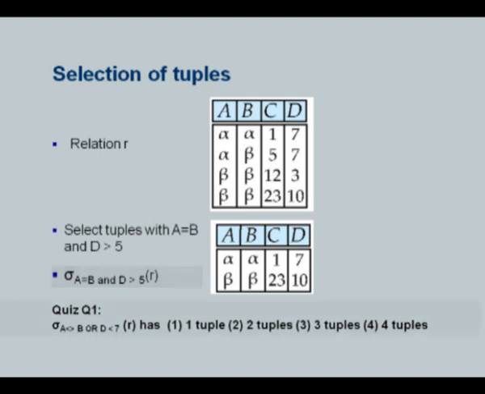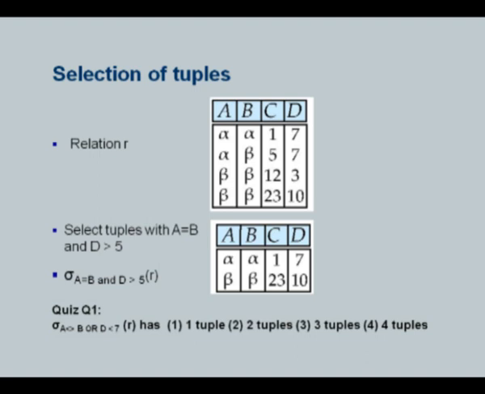Now here is a quick quiz question which you can try out. I have sigma A not equal to B, where less than greater than in SQL indicates not equal to. So I want the condition to be A is not equal to B or D is less than 7. How many rows in this relation satisfy this? Is it 1, 2, 3 or all? So I will give you a few seconds to work out by going over the relation.